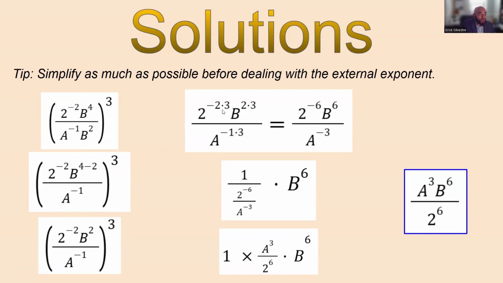that I have here. So I have -2 times 3, I have 2 times 3, I have -1 times 3. Again, I will do the operations. -2 times 3 gives me -6. 2 times 3 gives me 6. -1 times 3 gives me -3.